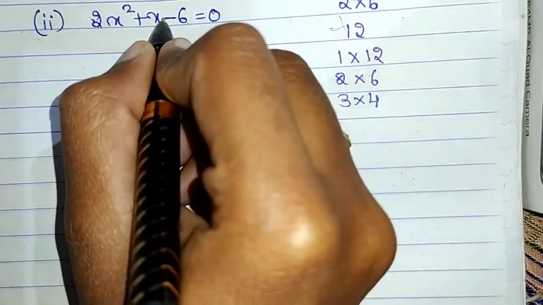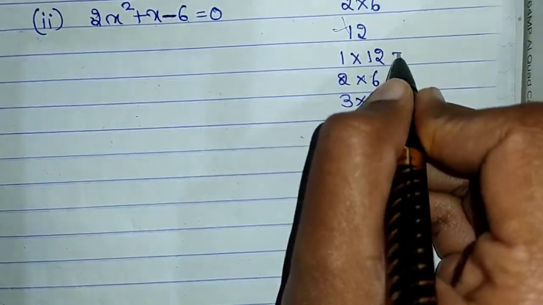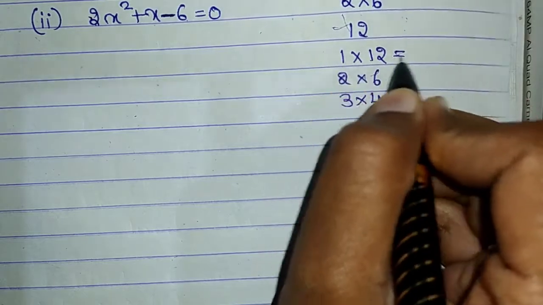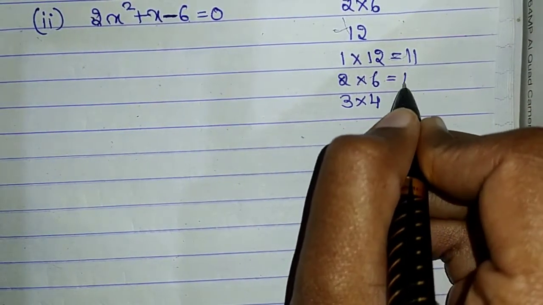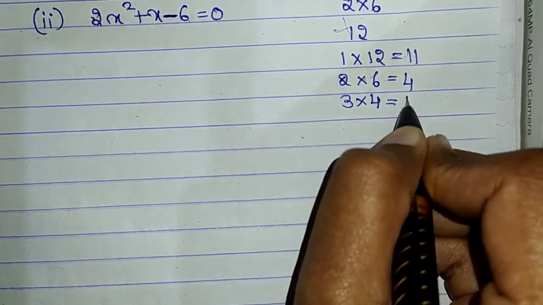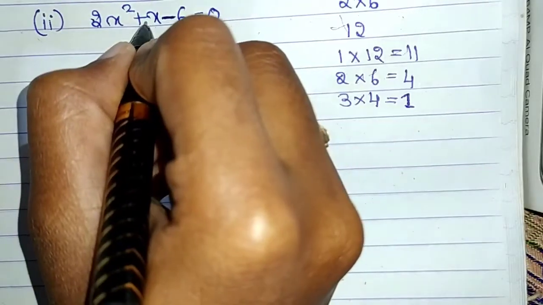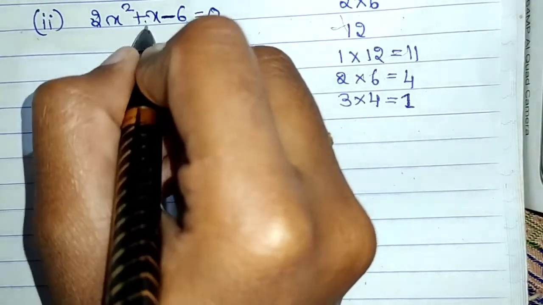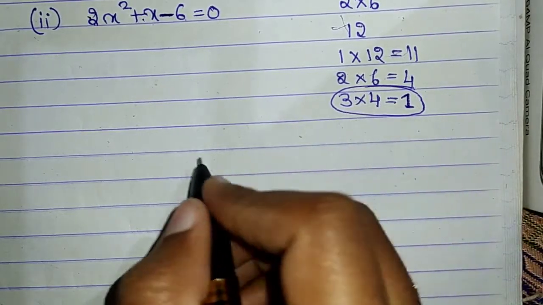Now the sign before the third term, that is 6, before 6 is minus. So let us subtract the factors. 12 minus 1, 11. 6 minus 2, it is 4. And 4 minus 3 is 1. So here the coefficient of our middle term is 1. And here we got 1 in the third set of factors.